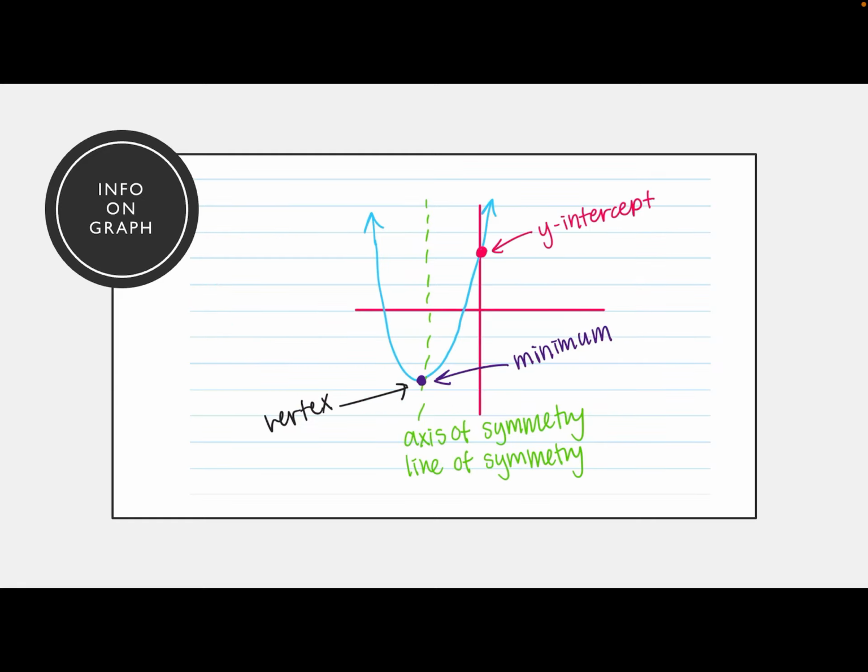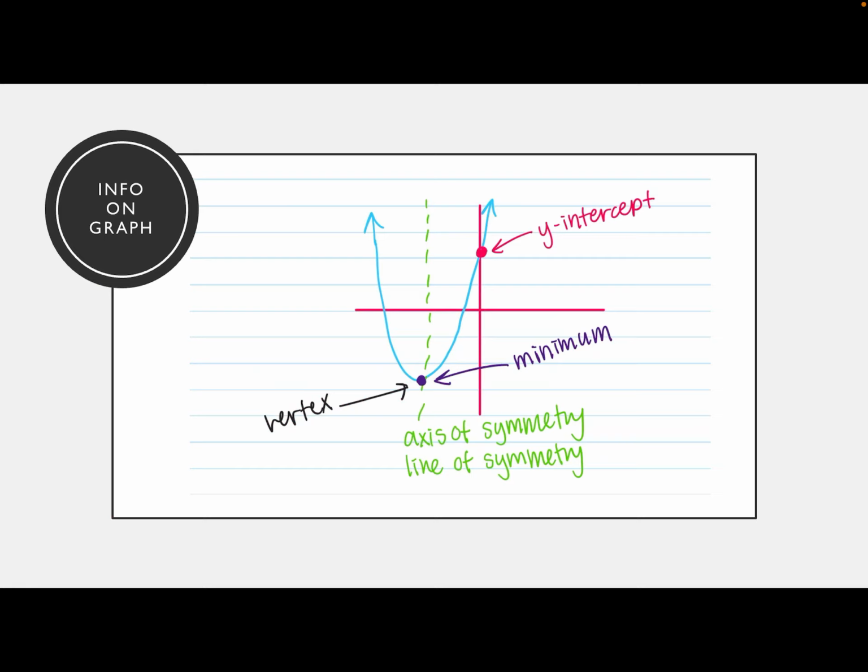Here's some info we can tell easily from a graph. In pink is the y-intercept. That is simply where the graph crosses the y-axis. We can find that very easily just by looking at it. In the purple, we have talked about before, it's called a minimum. It can also be called a maximum, if it's the highest point. If it's the minimum, it's the lowest point. And it can also be called a vertex. In black, you see I've written vertex.